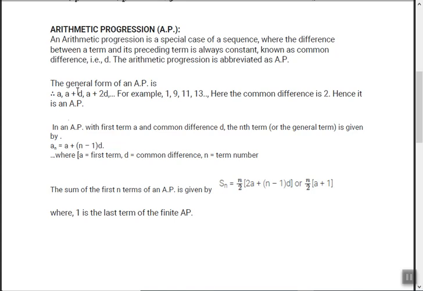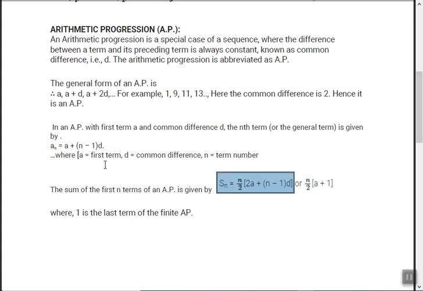If I want the second term, A2 equals A plus 2 minus 1, that is 1 into D. Similarly, if you want the fourth term, A4 equals A plus 4 minus 1, that is 3D. So that will be A plus 3D.